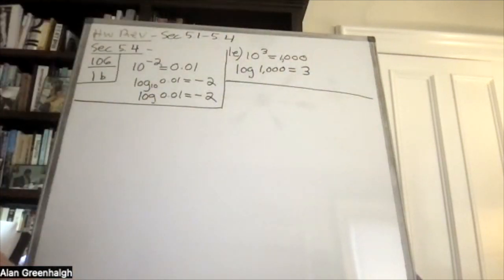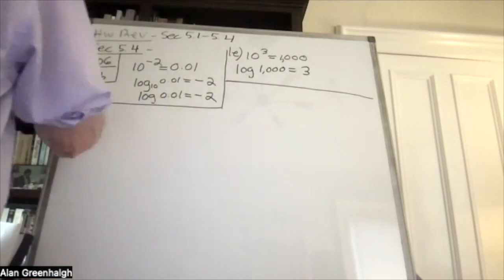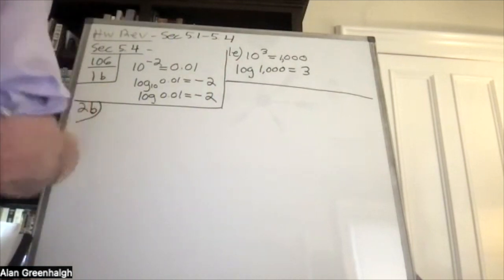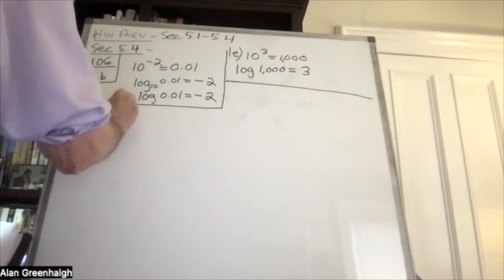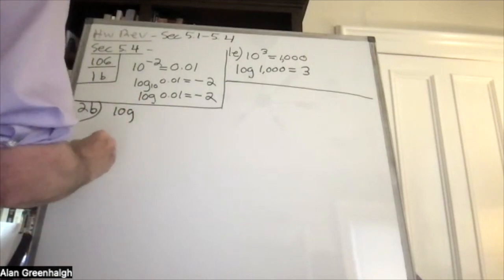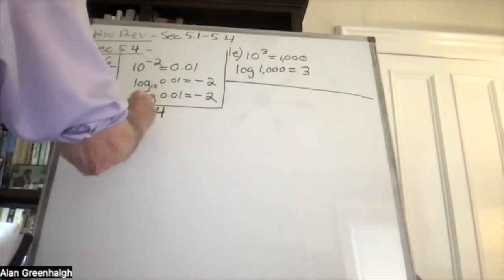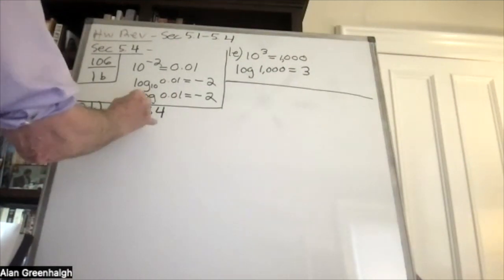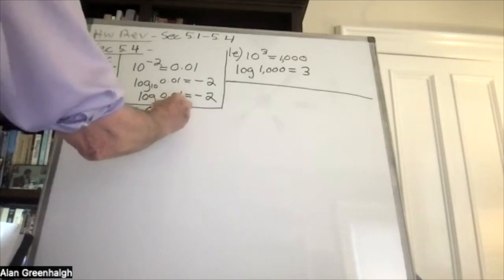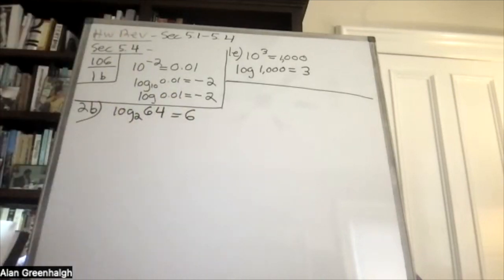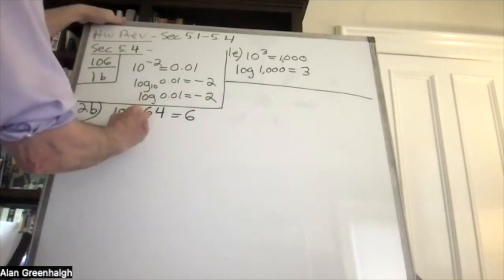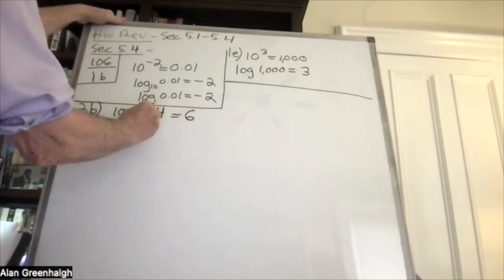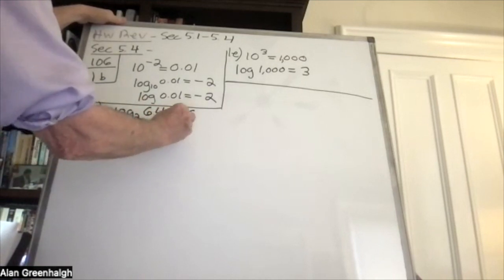And then we go down to problem 2B. So let's go down here. And you are given that the log of 64 to the base 2. See, if the base is not a 10, but a number, it has to go there, obviously. So that's what you're given. And the question is to express it in exponential form, which means that it's going to be the base to the exponent is equal to the number.